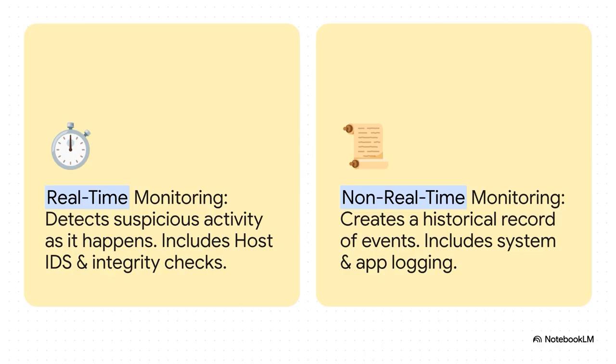First, you've got your real-time monitoring. Think of tools like an intrusion detection system or IDS. They're actively watching for shady stuff as it's happening. The second angle is non-real-time, stuff like system and application logs. These create a historical record, so you can go back and investigate an incident after it happened. You absolutely need both to be effective.